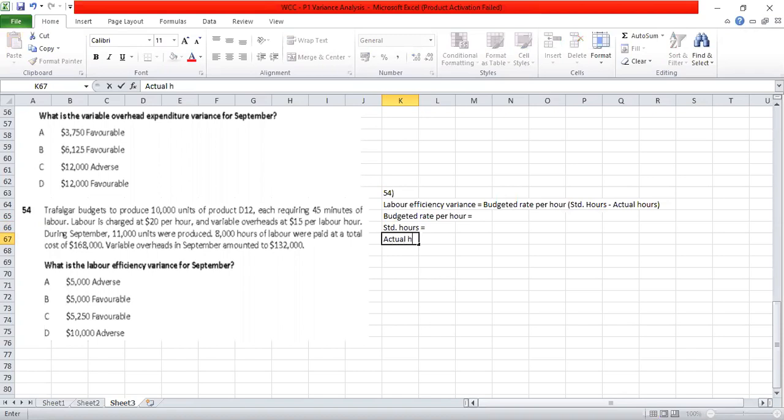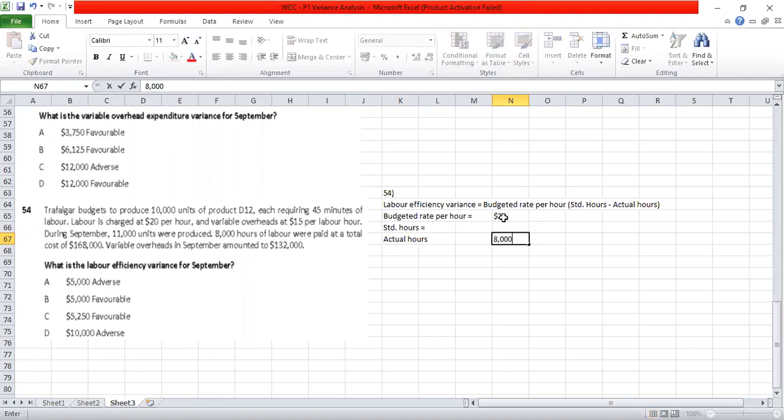Then we need to know what are the actual hours. This time we are not adjusting. So whenever we do the labor efficiency variance, we do not adjust the rate according to the actual hours. So the rate part of it, what is the rate? Standard hours are, actual hours we know.